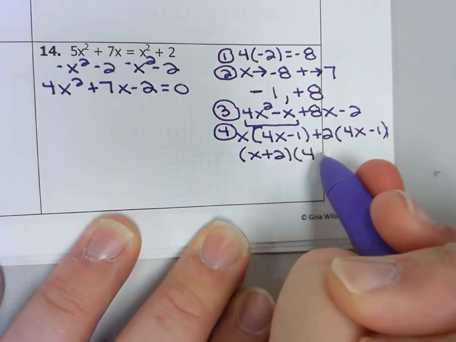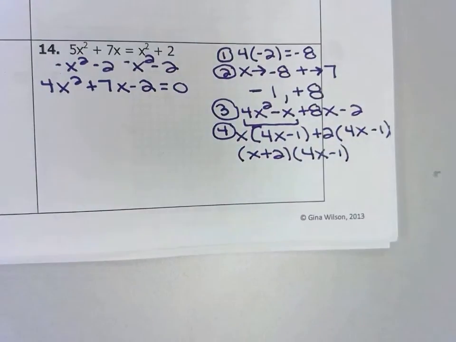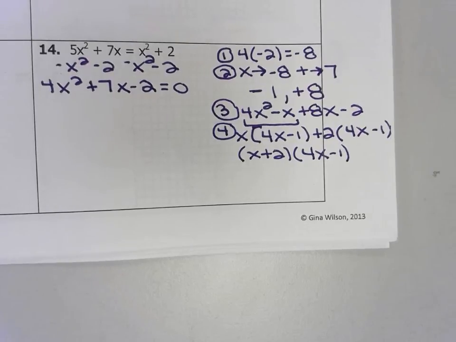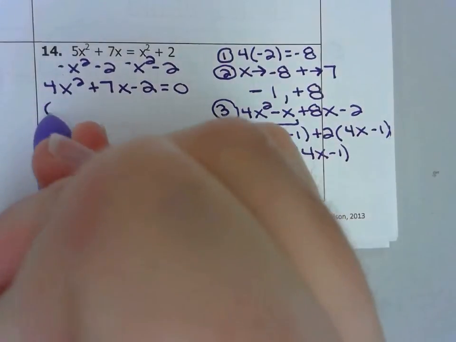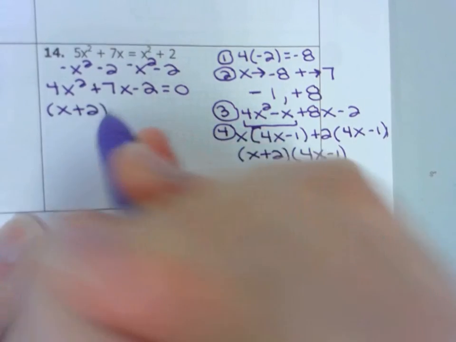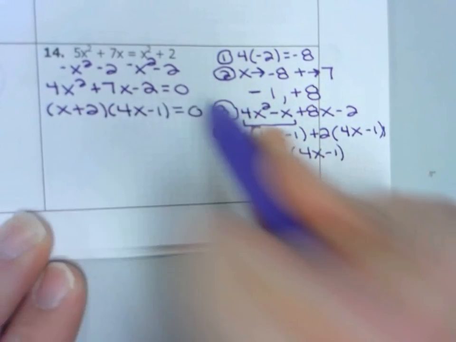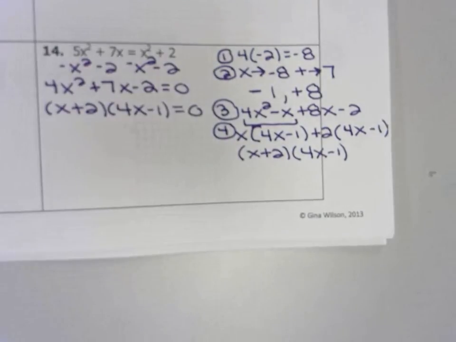4x minus 1. So these take a while. That's why I want to give you time to work on these. So we got it factored using the 4 steps. Once you get it factored, plug it back in to here. So this is the factored form. I set equal to 0. Now my directions are going to say solve. So I need to actually solve this.